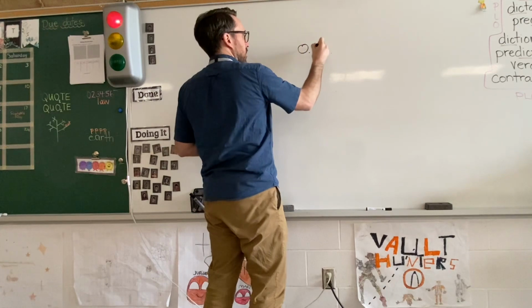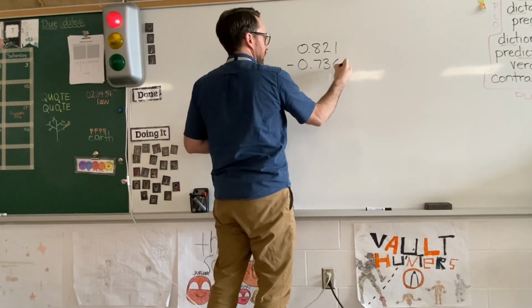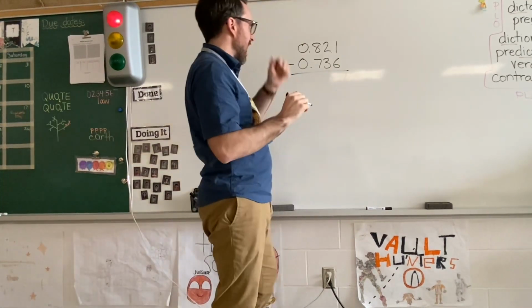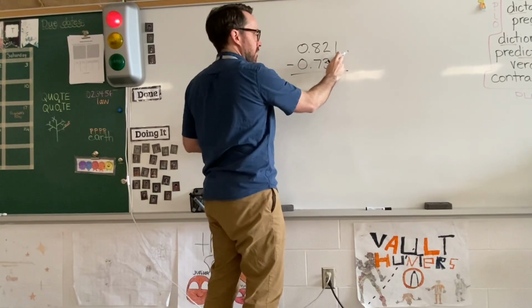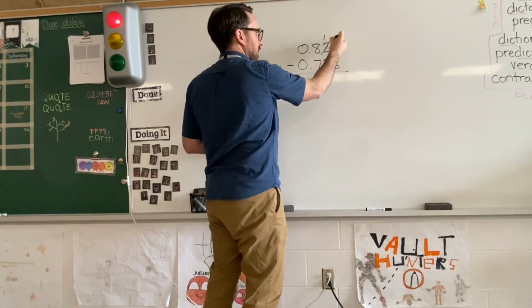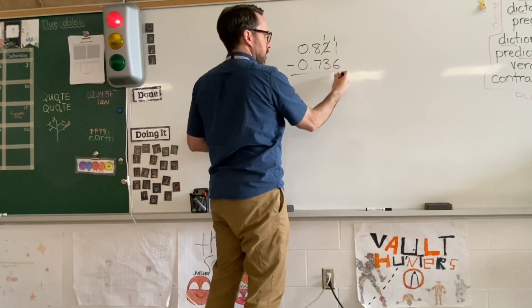So 0.821 minus 0.736, okay? So decimal places are lined up, it'll work, okay? Rack them and stack them. I can't take 6 away from 1, but I can break up my 200ths into thousandths, okay? Break that up, and that gives me 10 thousandths. And then 11 subtract 6, which is 5.